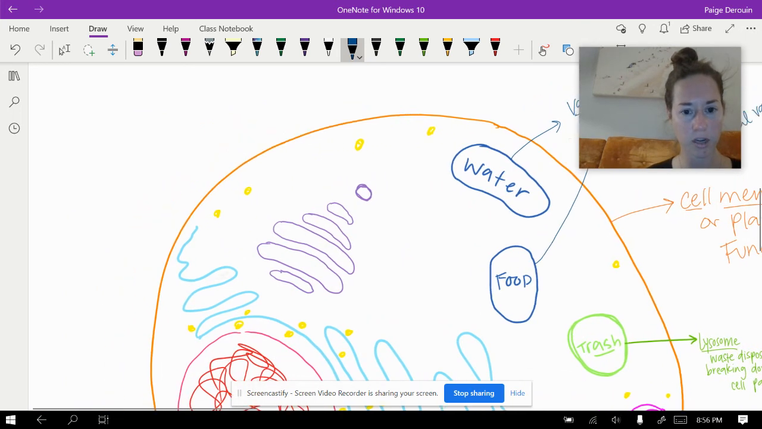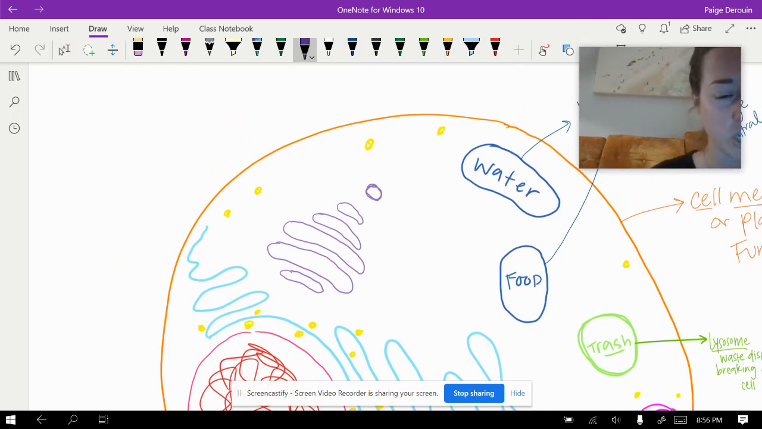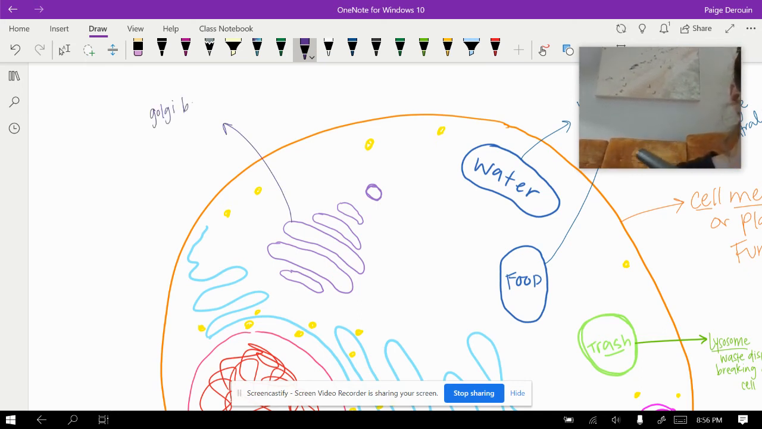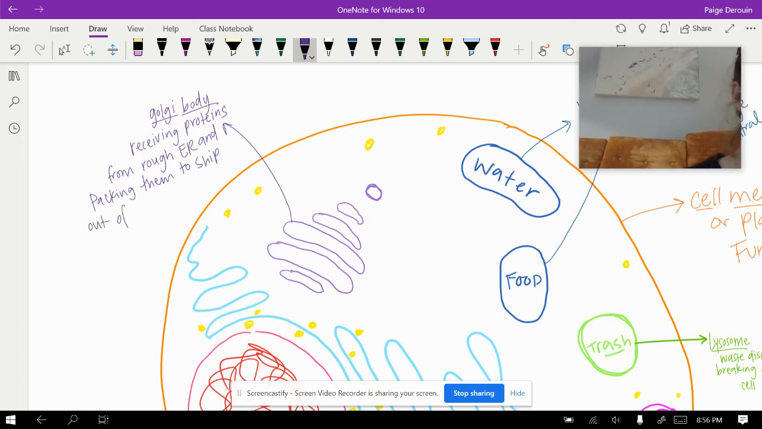Okay, we just have one more that I want to talk about, and it is called a Golgi body or Golgi apparatus. The Golgi is kind of like the post office of the cell. So it's responsible for receiving proteins from rough ER and packing them to ship out of the cell.